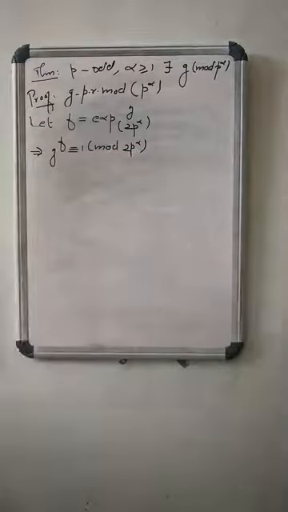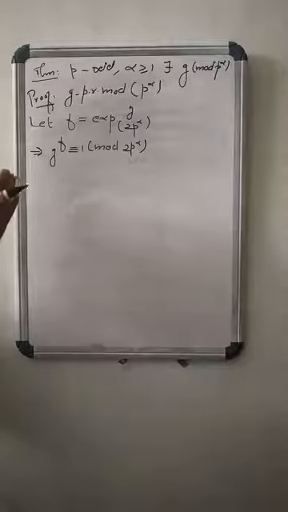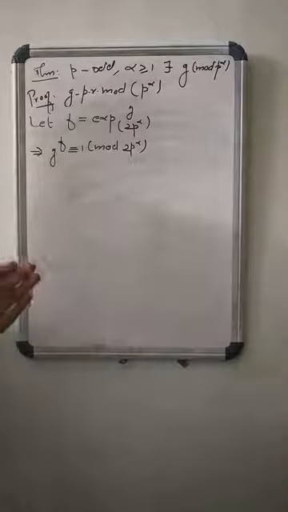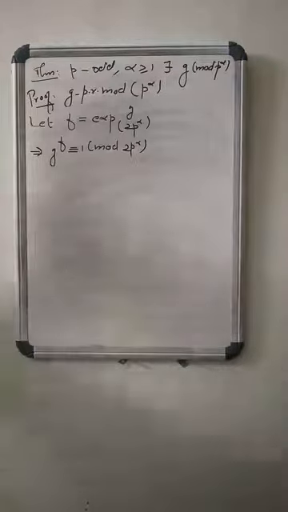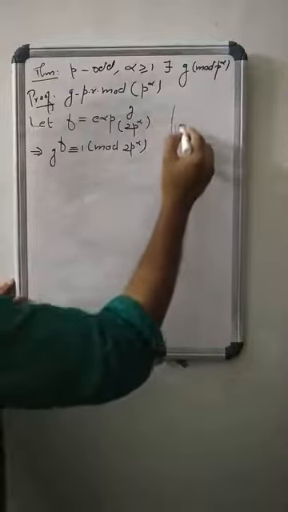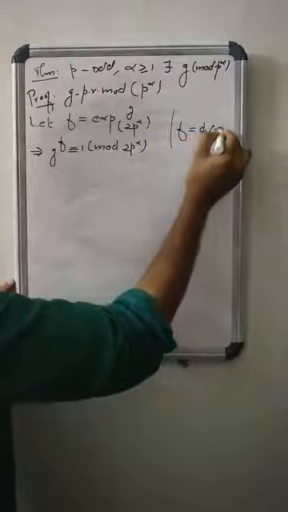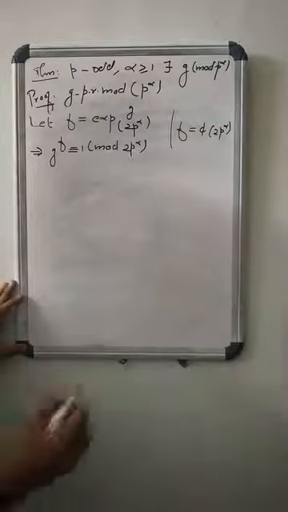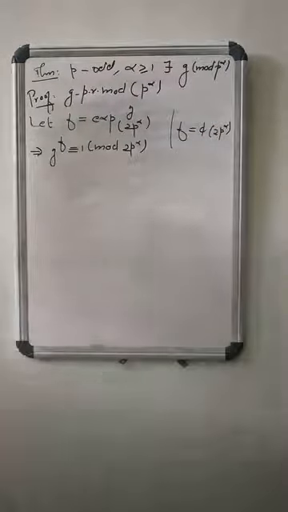Now, to show that g is a primitive root mod 2p^alpha, it is enough to show that f, the exponent of g mod 2p^alpha, equals phi of 2p^alpha, by the definition of primitive roots. To prove f equals phi of 2p^alpha, it is enough to show that f divides phi of 2p^alpha and also phi of 2p^alpha divides f. That is what we require here.